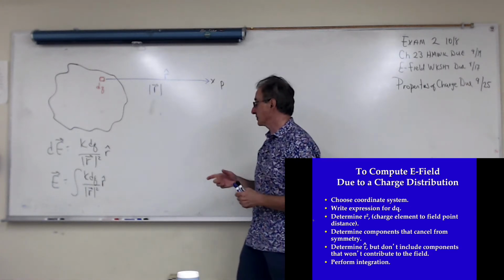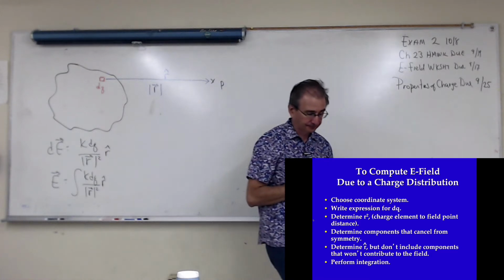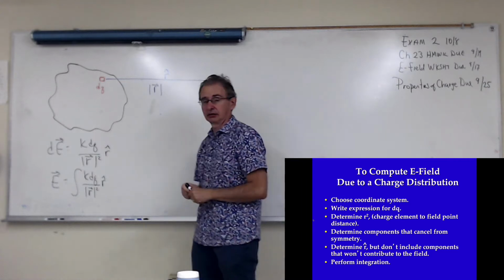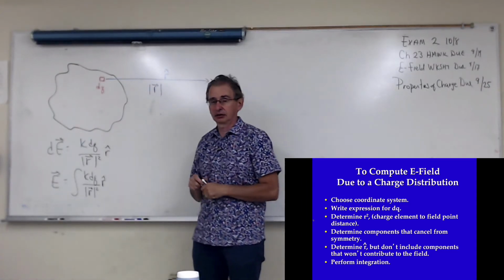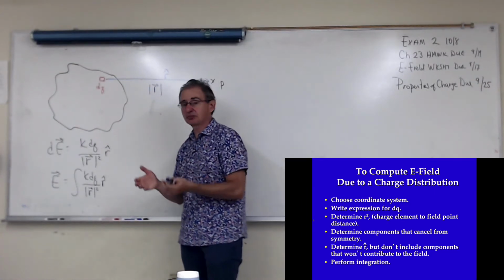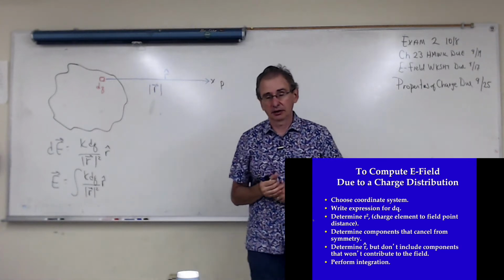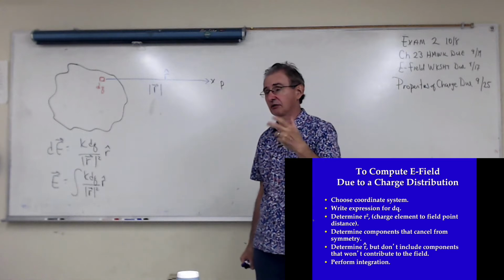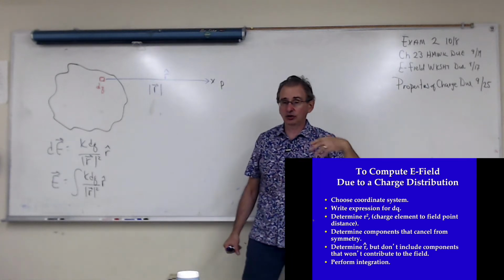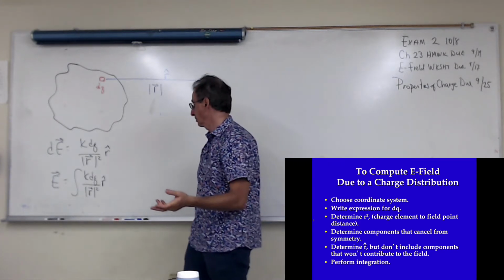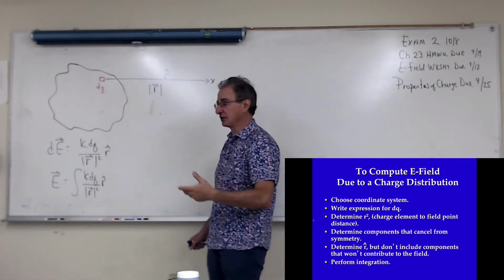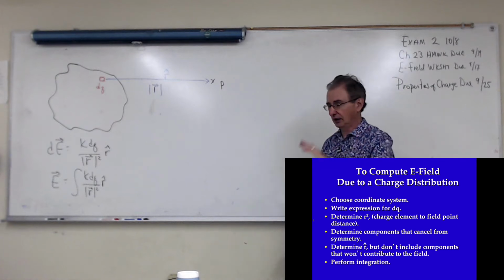Now, one important item is the r hat. The r hat can be very complicated. It can be hard to write. However, a lot of these problems have symmetry. Because of the symmetry, some of the components of r hat will cancel when you do the integration. So you can use a little bit of physical intuition to only include the components of r hat that will not be zero after you integrate. And I'm going to show you that in the first example I'm doing today.